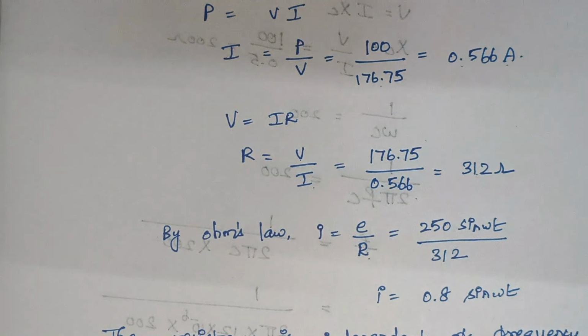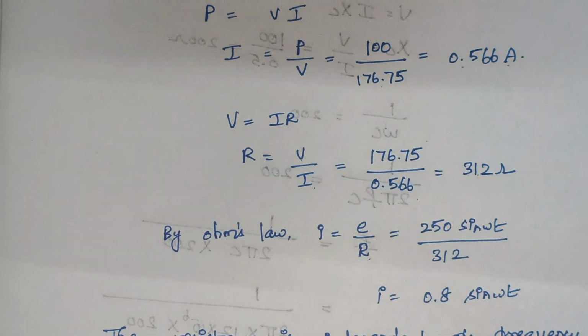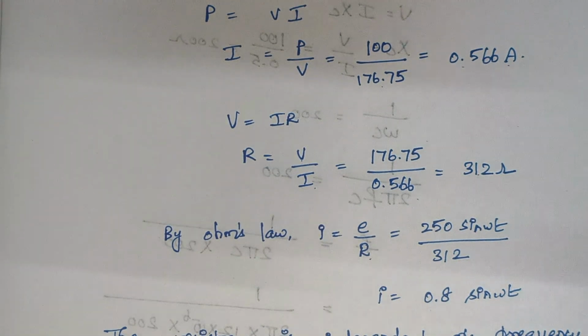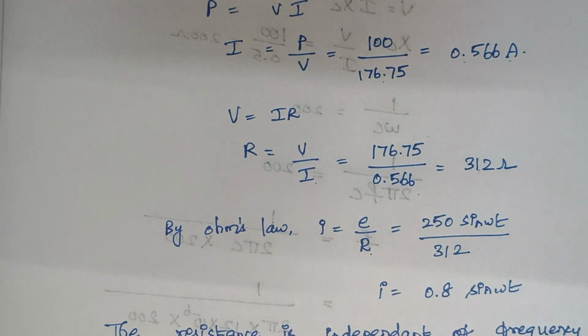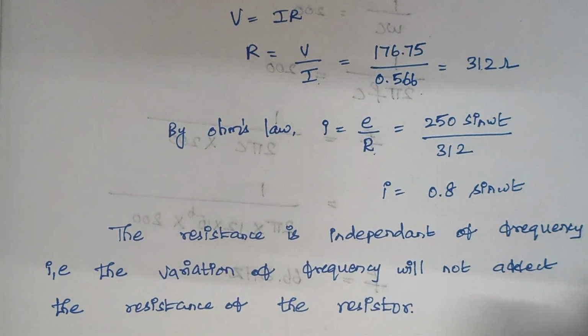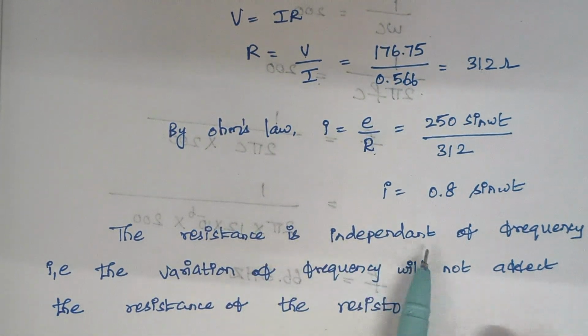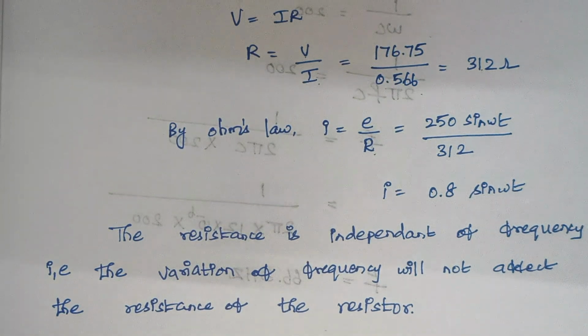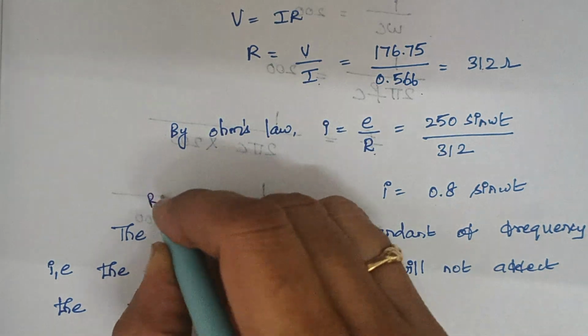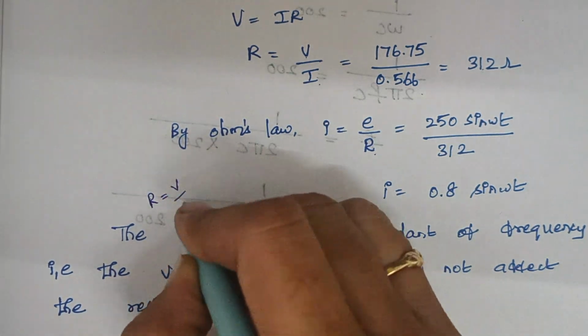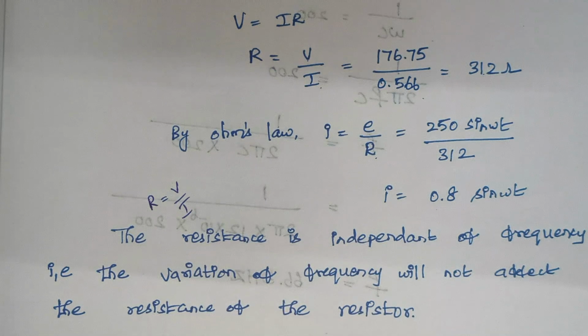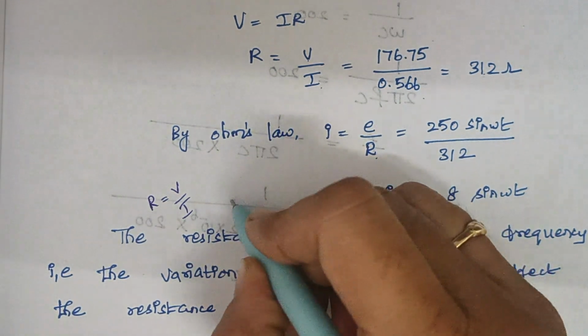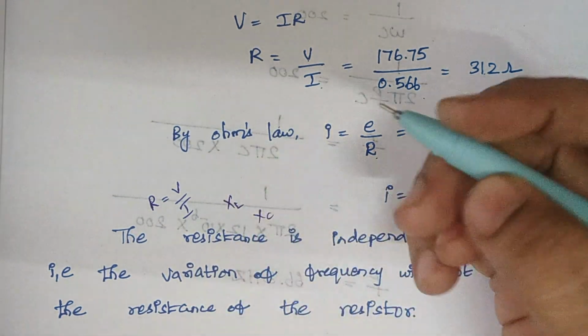The last thing to be calculated is, when the frequency is changed, we have to tell whether the value of R remains the same or varies. As we all know, the resistor is independent of frequency. That is, in the case of AC or DC, whatever it may be, R is simply calculated by V by I. Whereas in the case of inductors and capacitors, we use a different formula. The inductor has XL and the capacitor has XC.